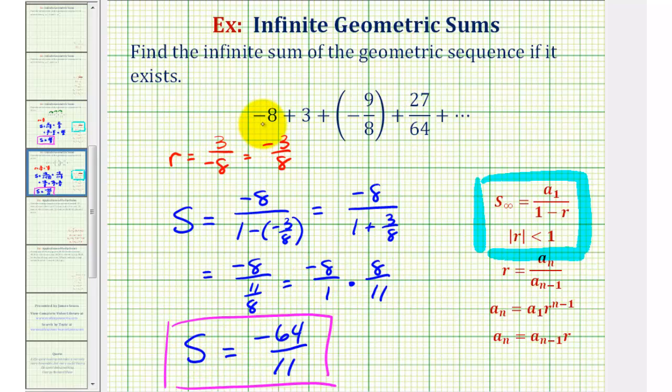Notice how this infinite sum is negative, and hopefully that makes sense, because notice how negative 8, our first term, is the smallest number in the series. Positive 3 would be the largest value in the series, and therefore the negatives will outweigh the positives, giving us a negative infinite sum. Okay, I hope you found these two examples helpful.